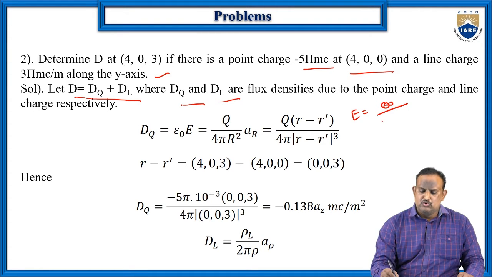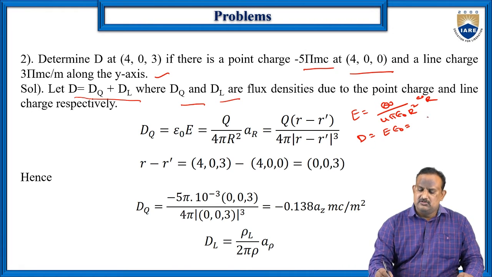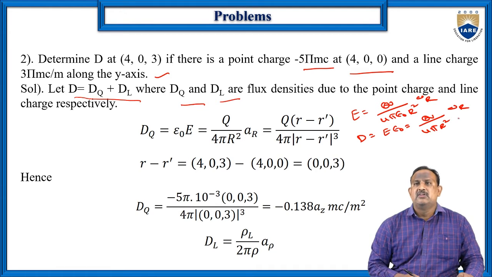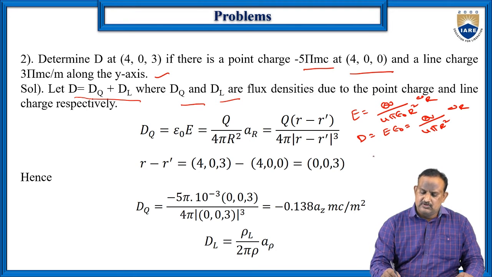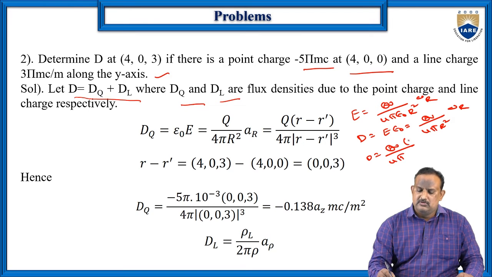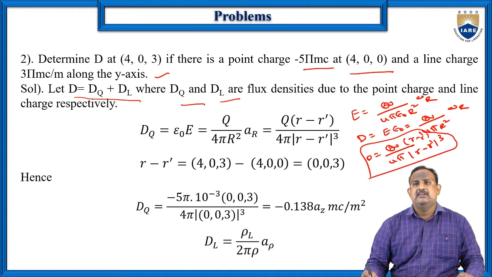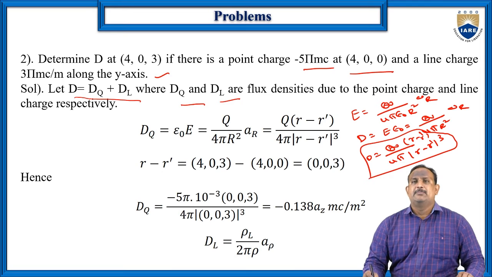is equal to Q by 4 pi epsilon naught R square into aR. But the flux density D is equal to field intensity times epsilon naught. Therefore, D is equal to Q by 4 pi R square into aR, where aR is a unit vector. Therefore, D is equal to Q by 4 pi into (R minus R dash) by modulus of (R minus R dash) whole cube. So, this is the formula to find the electric flux density due to a point charge.